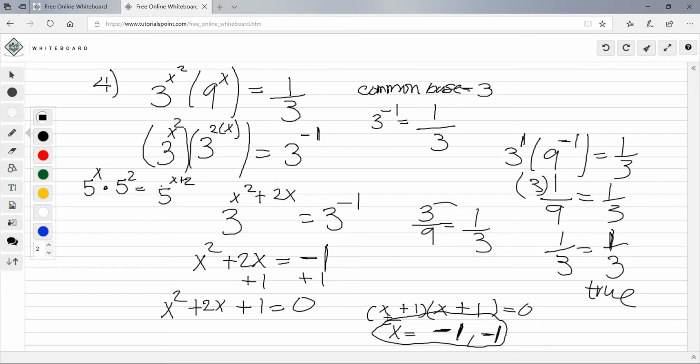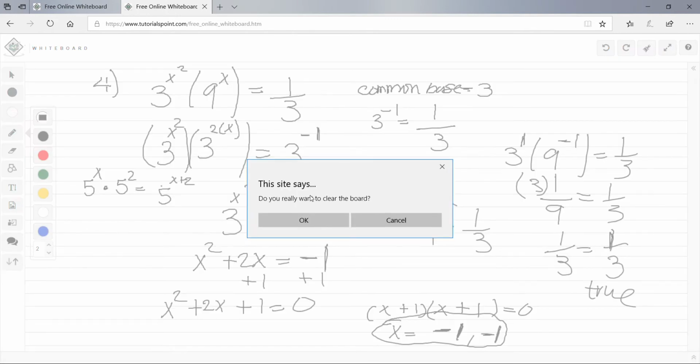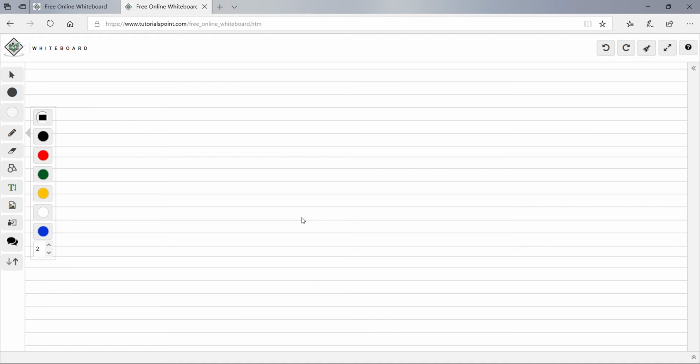Okay. Let's do another one. Number 5. We have 2 to the x squared times 4 to the 2x equals 1/8. So we need a common base. I want a common base of 2.